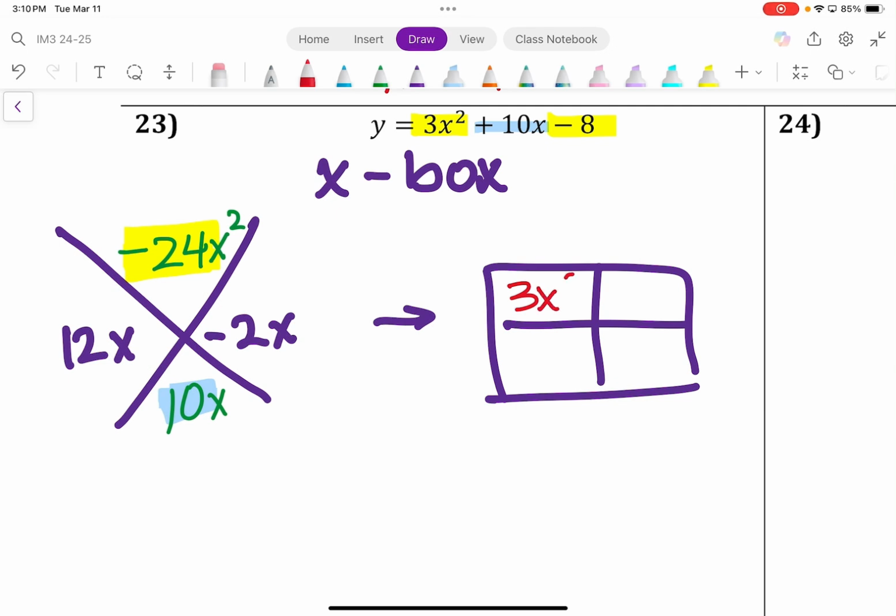Let's fill out the box. 3x squared and negative 8. Then we have 12x and negative 2x. What can I factor from the top row? 3x squared and 12x both share a 3x. Negative 2x and negative 8 both share negative 2. So help me with the other ones that are missing. 3x times what gives you 3x squared? x. 3x times what gives you 12x? 4. Here are your factors.